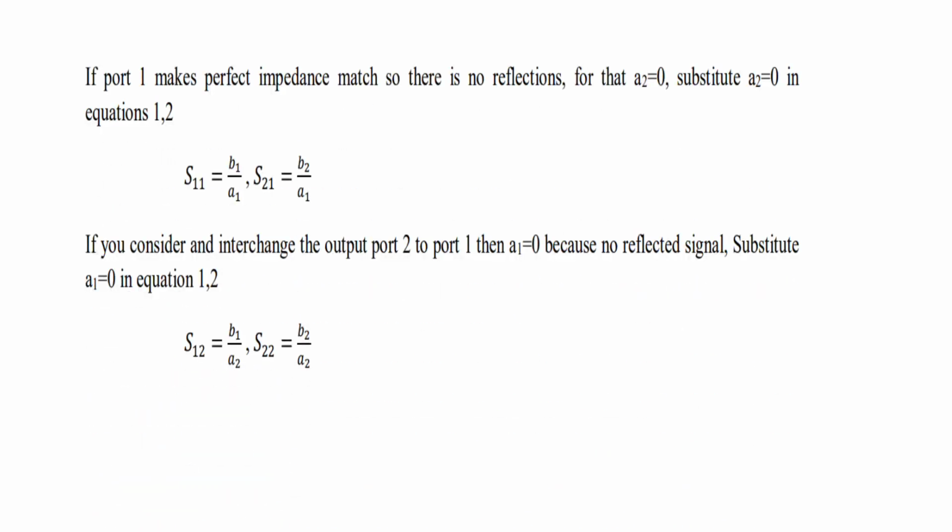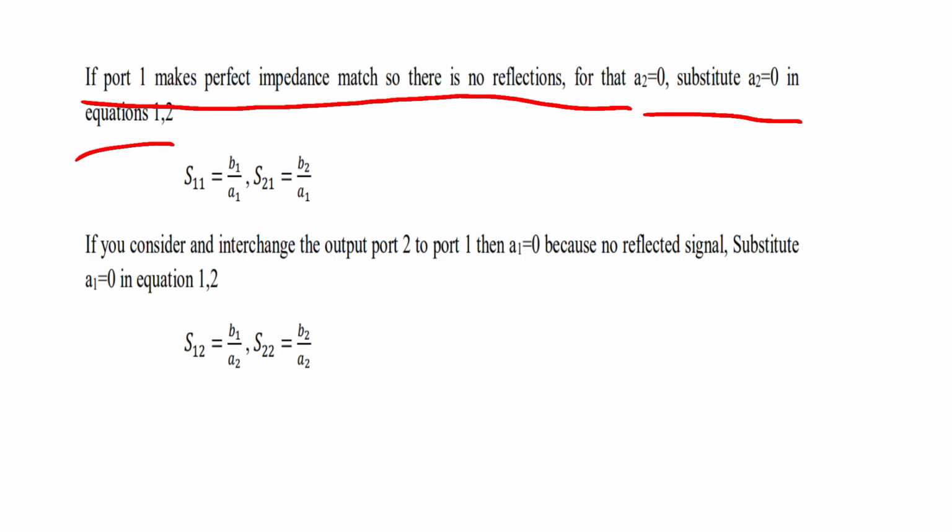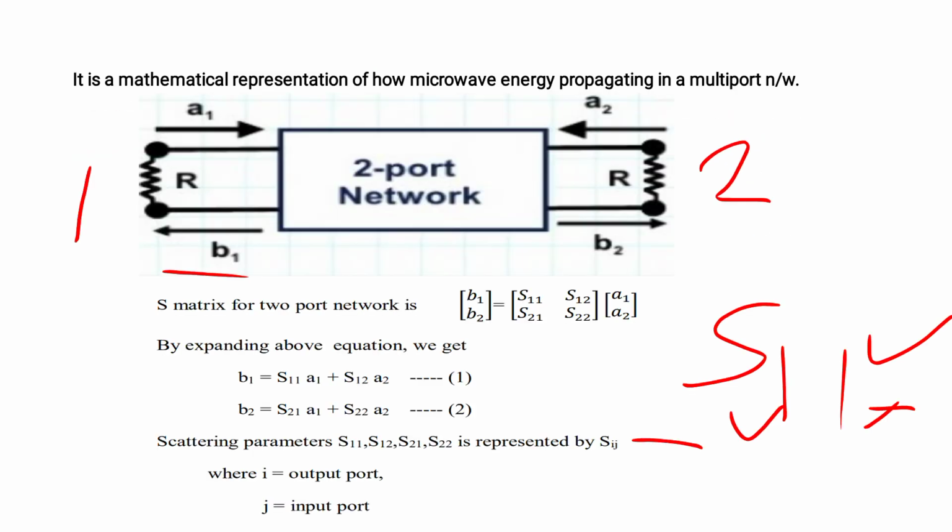Now let's see, if port 1 makes a perfect impedance match, so there are no reflections. For that, a2 equals 0. Substitute a2 equal to 0 in equations 1 and 2. Under the perfectly matched condition, a2 equals 0, because a2 is nothing but the power incident at port 2. When port 1 is perfectly matched, a2 will become 0. Now substitute a2 equal to 0 in the previous expressions.